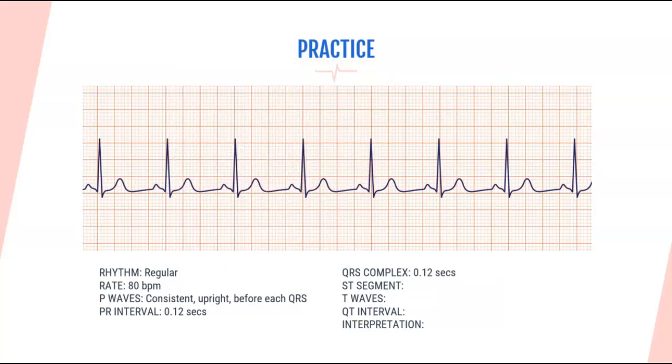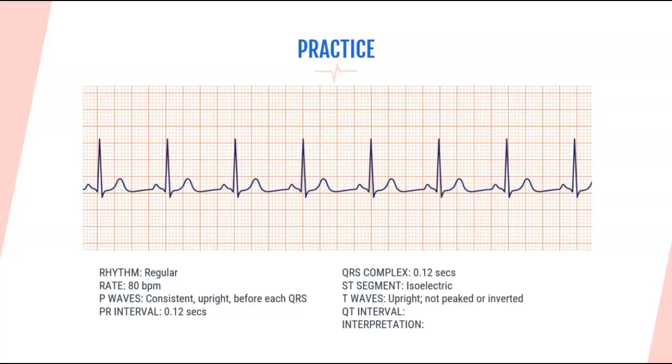Step 6 is assessing the ST segment. I like to draw a line or use my paper to look at the isoelectric line all the way across. And we can see that our ST segments are not depressed or elevated, so they are isoelectric. Step 7 is analyzing the T waves, specifically looking to see if they are peaked or inverted. These T waves are upright and they are not peaked or inverted.